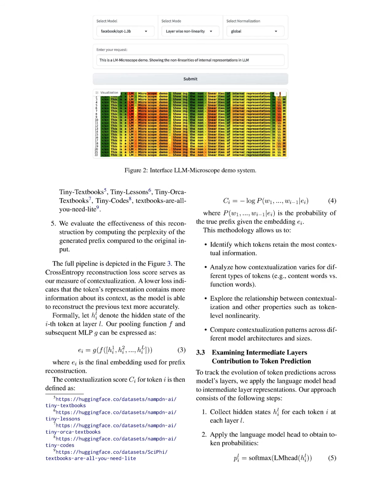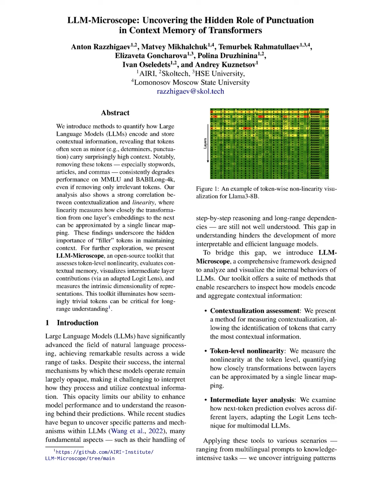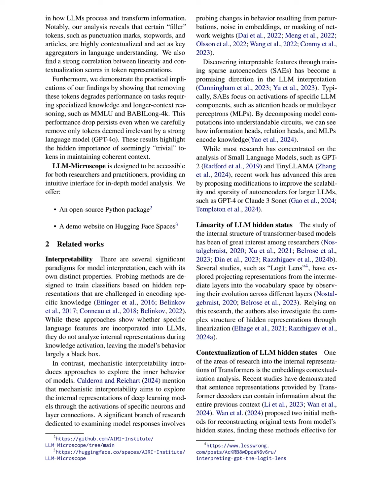The analysis process involves collecting hidden states for each token across all layers, applying a language model head to obtain token probabilities, and computing prediction errors to track how predictions evolve through the layers. Additionally, LLM-Microscope employs techniques such as measuring token-level nonlinearity and assessing contextual memory by reconstructing prefix information from token representations, ultimately providing insights into how different tokens encode and retain contextual information. This structured approach enables researchers to uncover patterns in LLM behavior and improve model interpretability.